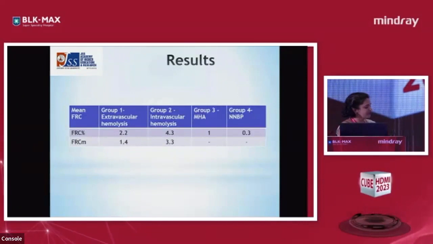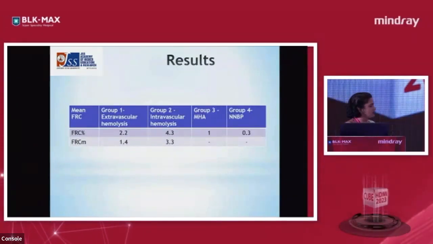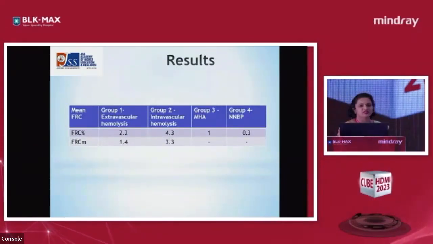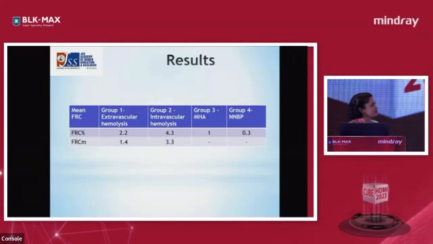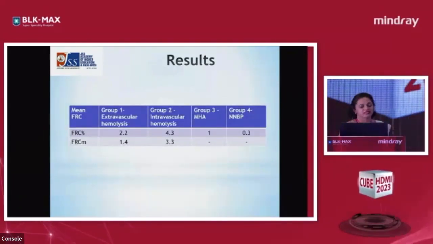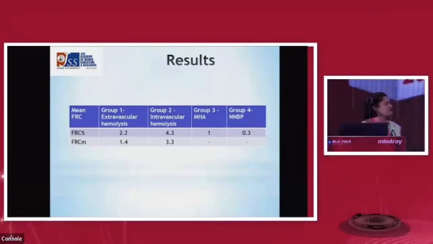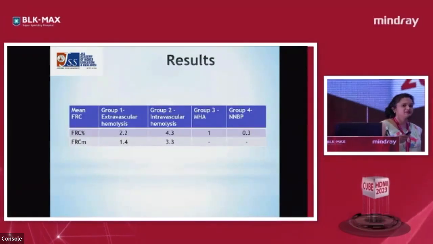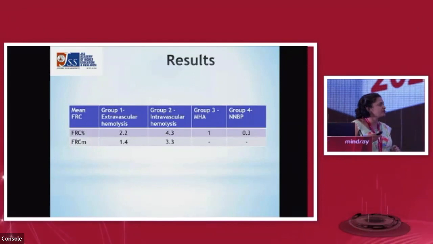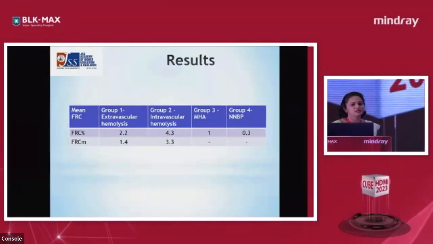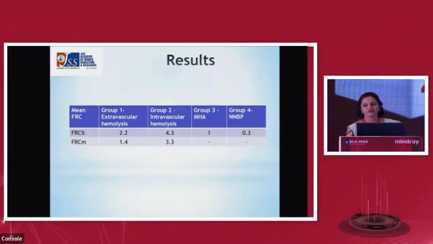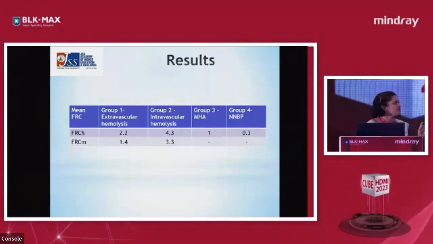So this is the final result of all the cases in all the 4 groups. In group 1, extravascular hemolysis, the mean FRC percentage was 2.2, whereas manually it was only 1.4%. So there was an overestimation by the analyzer. And then we have group 2, intravascular hemolysis, where the FRC percentage is 4.3 and manually we got a mean of 3.3%.